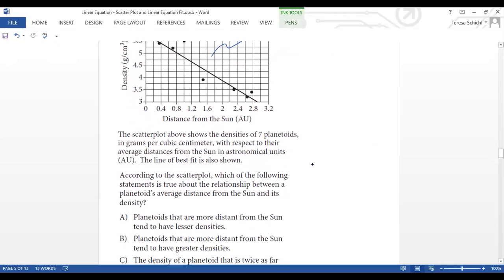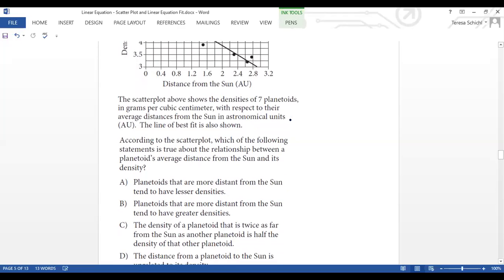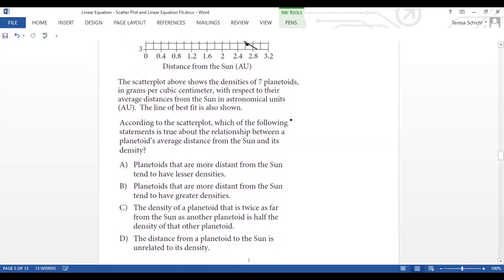Okay, so according to the scatter plot, which of the statements is true about the relationship between the planet's average distance from the sun and its density? We know this is a negative slope. That means when the distance is further, my density is going to be lower, right? So let's see which one. Planets that are more distant from the sun tend to have less density. Oh, hey, part A is correct.